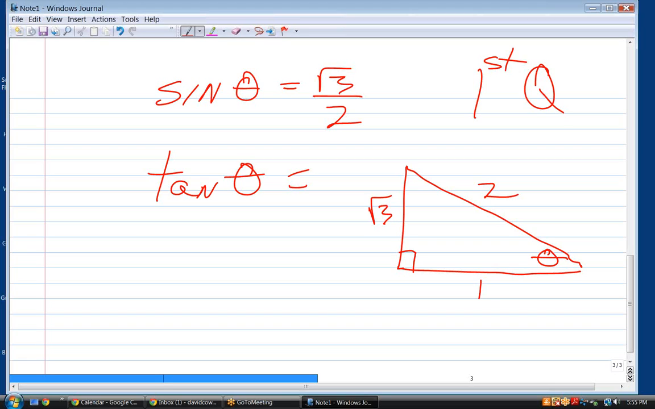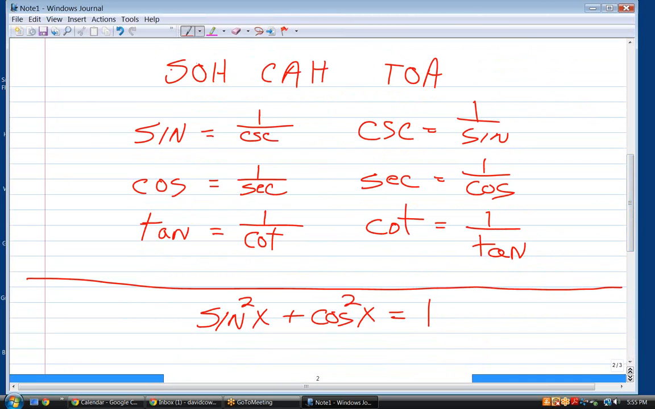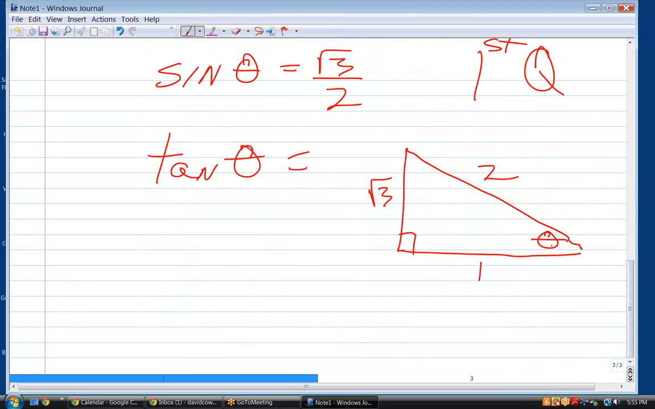It would be, wait, so opposite over hypotenuse, right? Opposite over adjacent. Sine is opposite over hypotenuse. In other words, if you look at your SOHCAHTOA, sine is opposite over hypotenuse, cosine is adjacent over hypotenuse, and tangent is opposite over adjacent. So if I look at this triangle and I look at theta, the tangent of theta is the opposite, root 3, over 1, or just root 3.